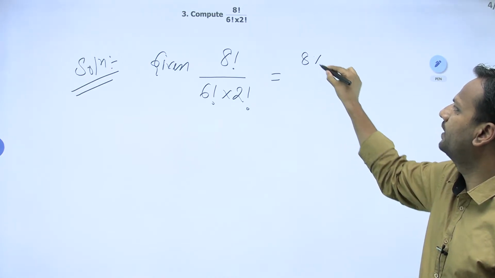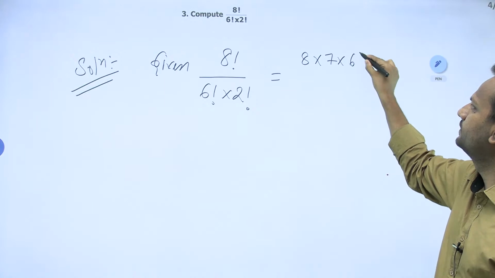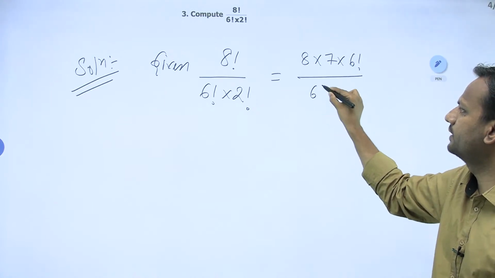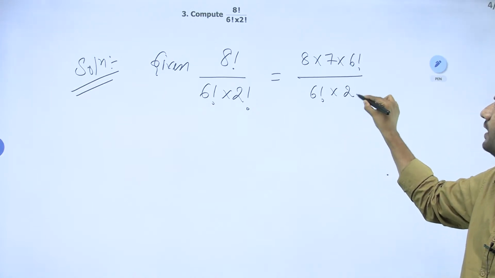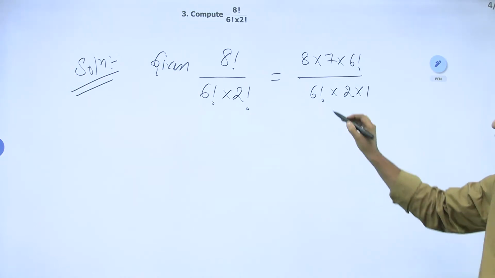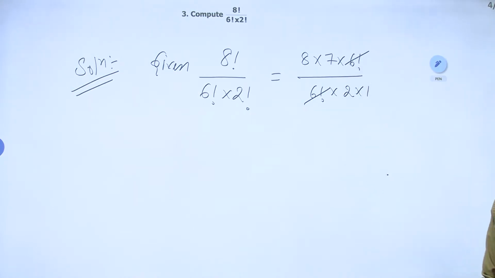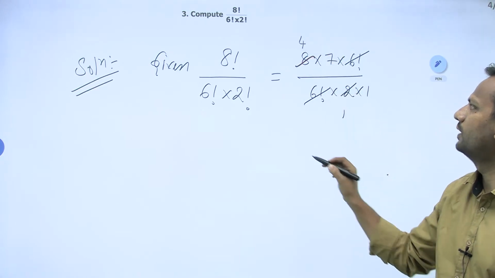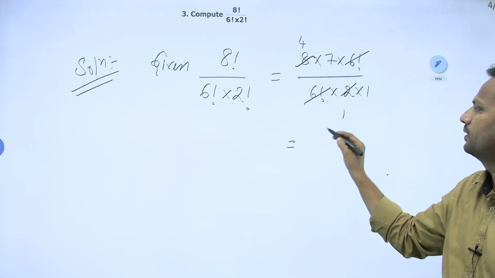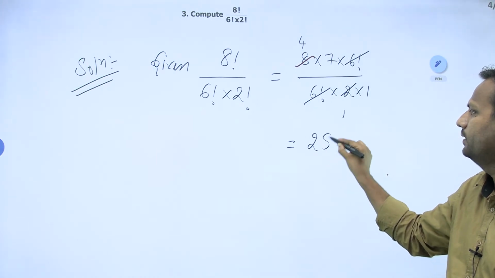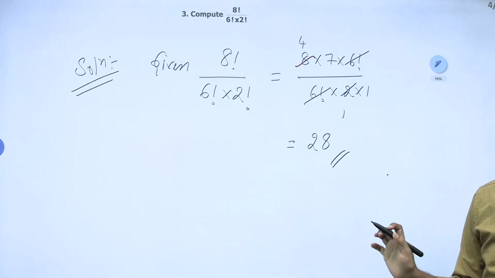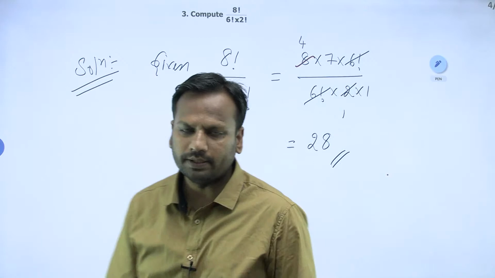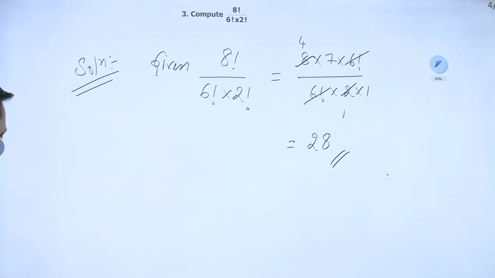So 8 factorial is written as 8 into 7 into 6 factorial. 6 factorial, let us keep as it is. And 2 factorial is written as 2 into 1. Now you see, 6 factorial gets cancelled, students. So 2 ones are 2, 2 fours are 8. What happens now? 4 sevens are 28. So this is the answer. Simple one, right? Normal multiplication, you have to do it.